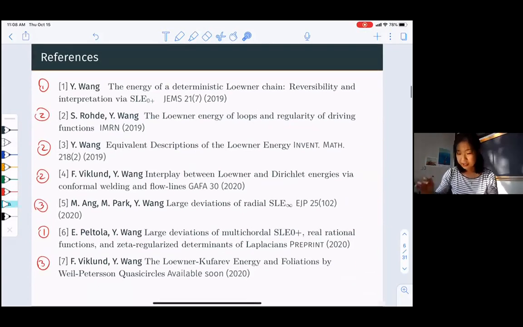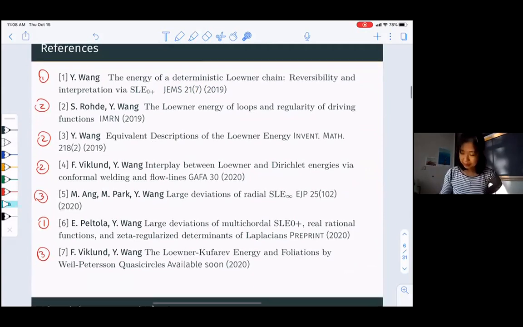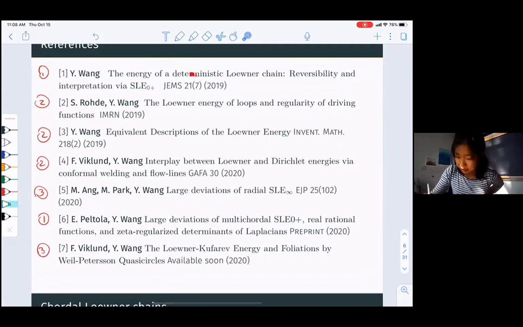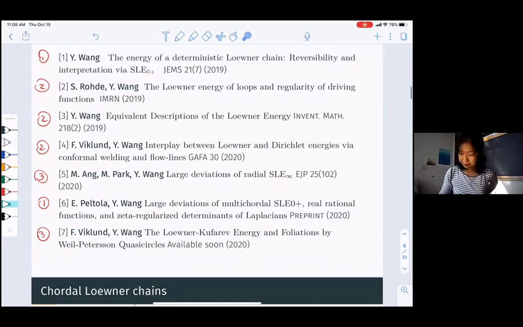Here are the references, and the numbers on the left correspond to the lectures that I will be discussing. So we will be talking about this paper and also the joint paper with Evelina today.